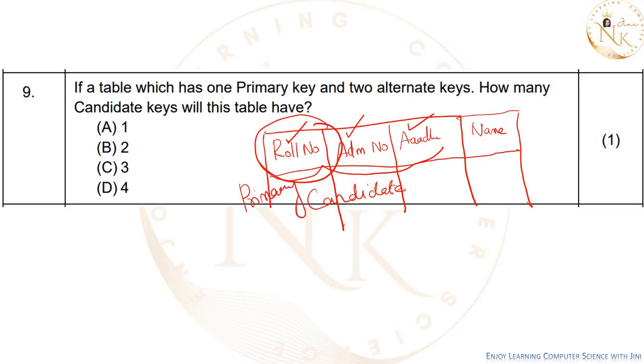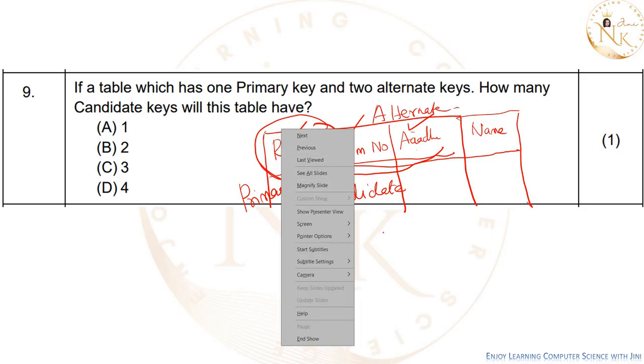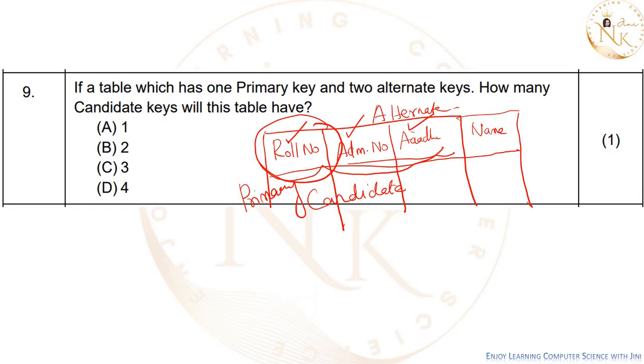So we have the remaining two keys. In this case, we have taken roll number as the primary key. How many keys remain? Two keys. These two keys which are not selected as the primary key will be your alternate keys. So if we have two alternate keys and one primary key, what will be the total number of candidate keys? 1, 2, 3. So that is the question: if a table has one primary key and two alternate keys, how many candidate keys will this table have? Yes, exactly. It is 3.